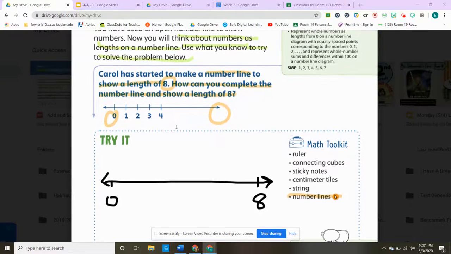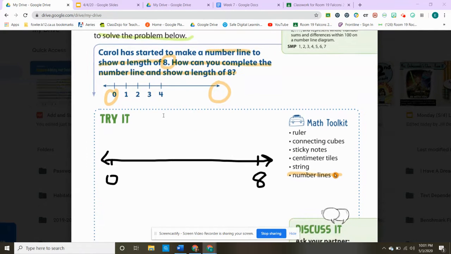Well, today I highlighted right over here, we're going to use a number line. So I know that I need to have a length of 8. So at the end of my number line, I wrote a number 8, and we know at the beginning of our number line, we always start with 0. So I want you to try it, and I want you to fill in this open number line like the question says to show a length of 8. Go ahead and pause the video.